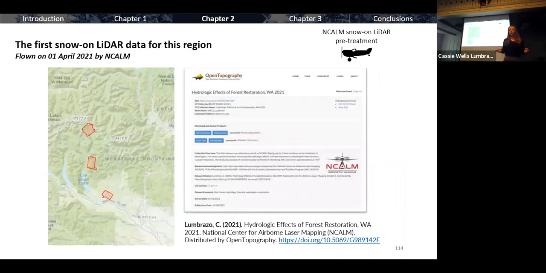This first snow-on LiDAR data for the region was flown on April 1st of 2021 by NCOM. And we have a base snow-off LiDAR from Washington DNR from 2018. And now we have a snow-on. It's the first ever for this region, and LiDAR data is very useful. And I'm going to just do a small overview for those that may not know what LiDAR data is.